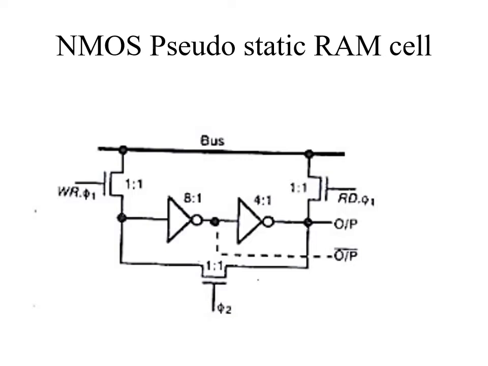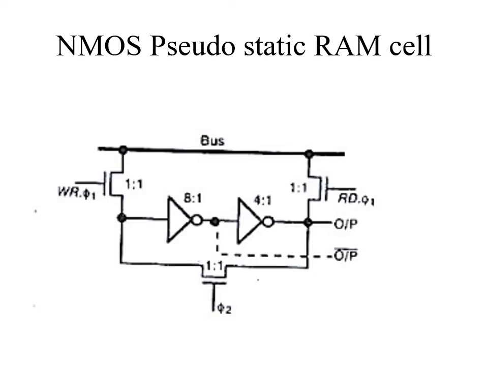And here you can find 2 inverters. From the output of the first inverter we get the complementary output, and from the output of the second inverter we get a non-complementary output. And one more transistor is connected as a feedback. This is used for periodic refreshing of the data. Let us discuss the read and write operation separately.